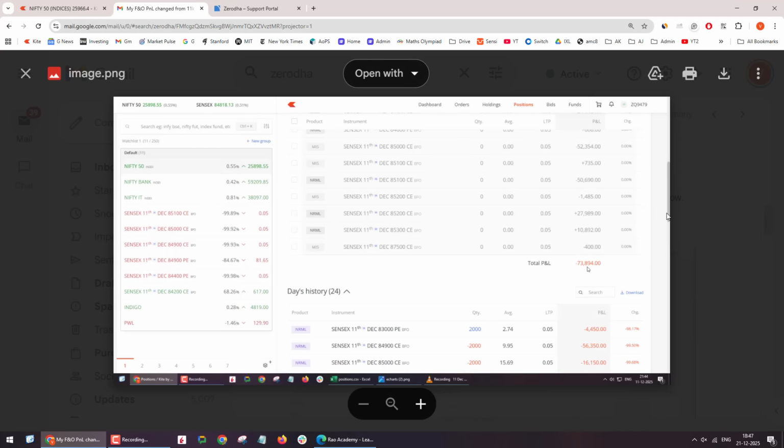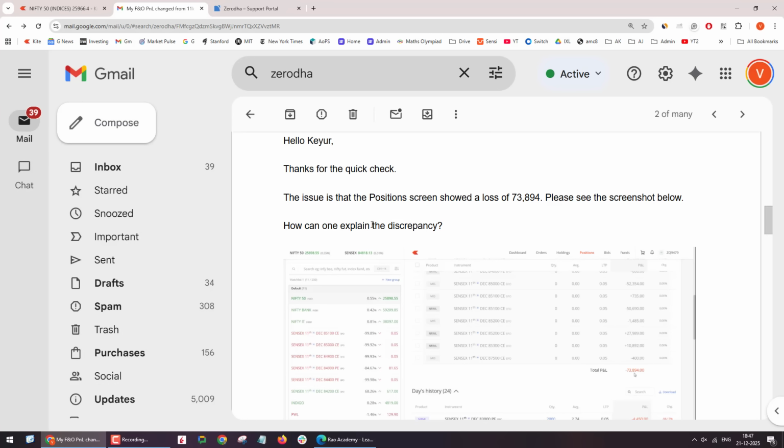Not only is it showing a 73,000 rupees loss in the position screen, when I went to the dashboard, the dashboard was also reflecting the margins in accordance with a loss of 73,000 rupees. It was not just a display issue on the position screen. This number was taken everywhere, including the dashboard. So that's not just a UI issue. There was something else going on. So that's what I asked: how can you explain the discrepancy?